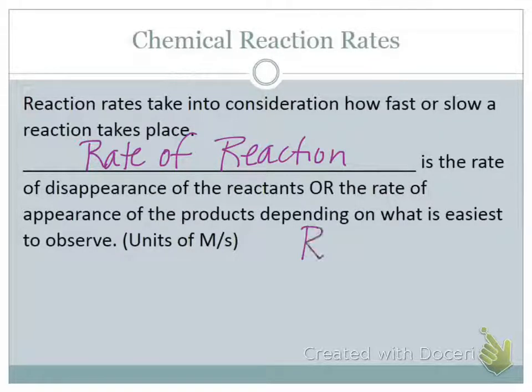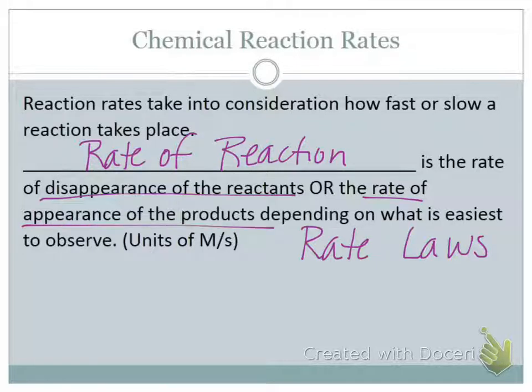Also, sometimes we refer to those as rate laws. And what it is telling you is the rate either of the disappearance of the reactants or the rate of the appearance of the product, depending on which one is easiest to observe. So for some reactions it would be easier to observe how fast the reactants are disappearing, and for others how quickly the products are appearing. The units are M per second, which is molarity, of course, per second. So that's what the rate of reaction is.